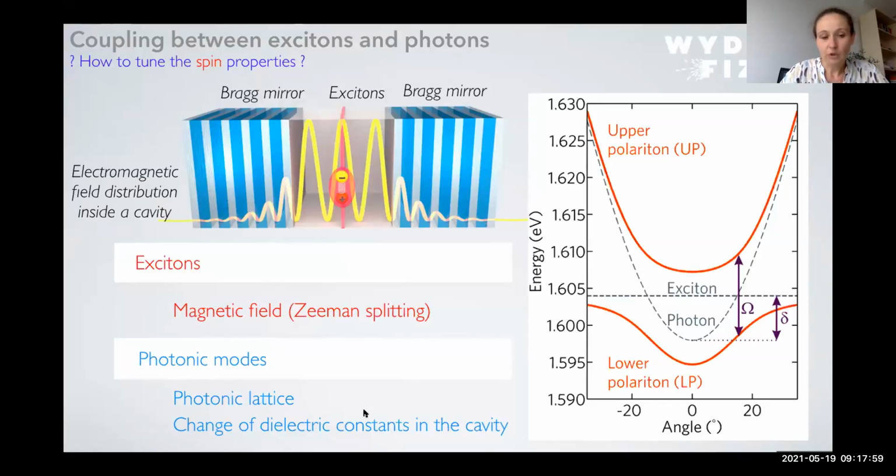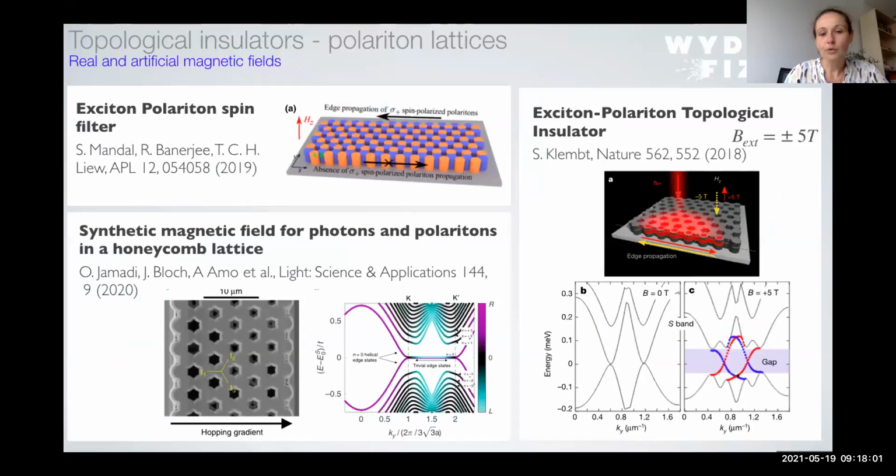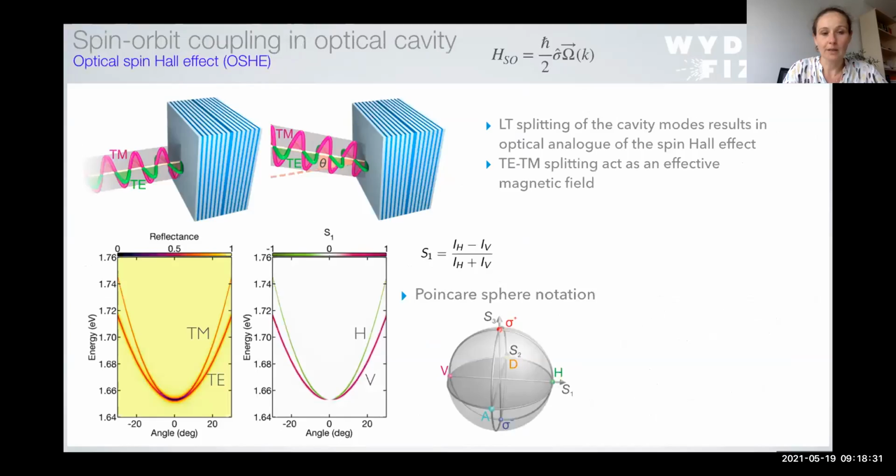As for the photonic lattice, there are many beautiful works in the literature, where people create an exciton-polariton spin filter, realize a synthetic magnetic field in a honeycomb lattice, or even a polariton topological insulator, where you can see photonic modes that appear in the photonic gap of this lattice and are spin polarized. But in my approach, we thought that it is very difficult to grow such a beautiful lattice, and we concentrated more on the planar structure.